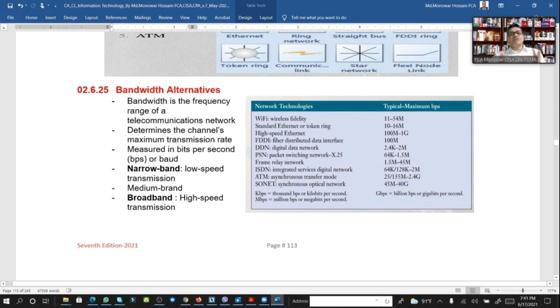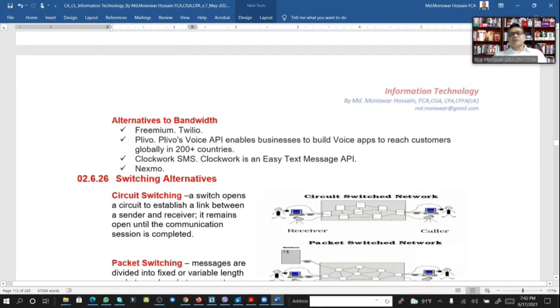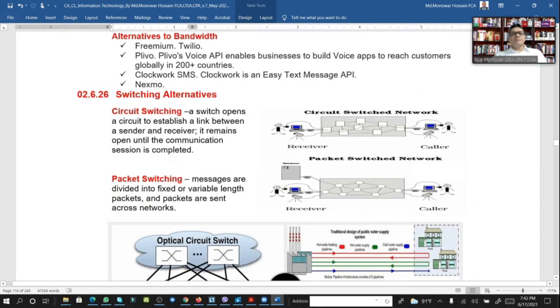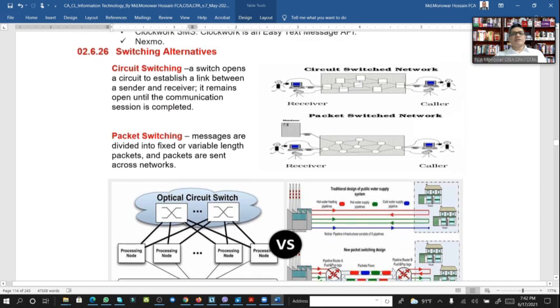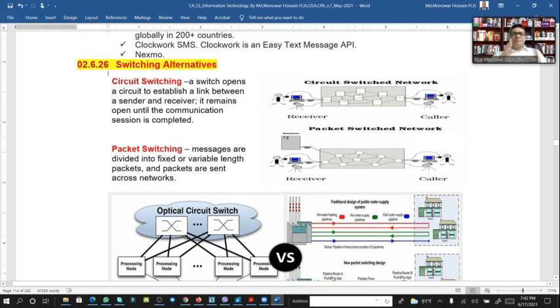And bandwidth alternative: bandwidth is the frequency range of a telecommunication network. It determines the channel's maximum transmission rate, measured in bits per second, BPS, or narrow band, low speed transmission, medium band, and broadband, high speed transmission. So network topology, the bandwidth alternative, and the switching alternative: circuit switch and packet switch.